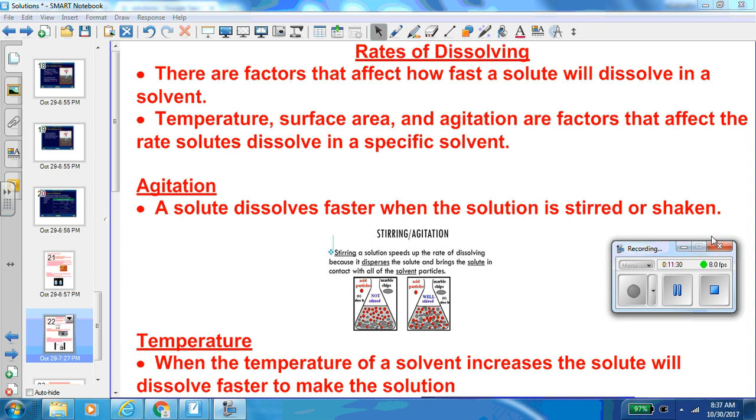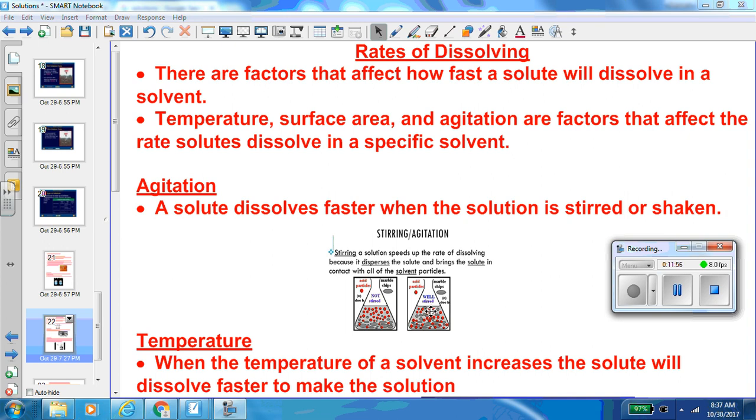So look at this picture here. This one here, you've got some acid particles mixed in with some marble chips. Now, when it's not stirred, you can kind of see the marble chips are kind of sitting at the bottom of the container here. However, if you stir it or agitate it or shake it, then what you do is you speed up the rate at which this solute is going to dissolve.